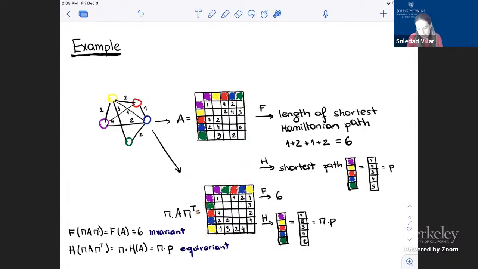So in this example, the length of the path is an invariant function with respect to the action of permutations by conjugation, and the actual path is an equivariant function. It's a function that goes from R^(n×n) to R^n, which is the vector of the nodes, and it's equivariant with respect to the action of the permutations by conjugation on the input and by multiplication on the output. That's the example.